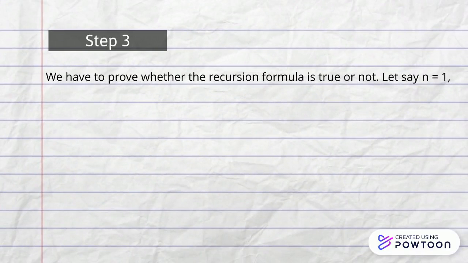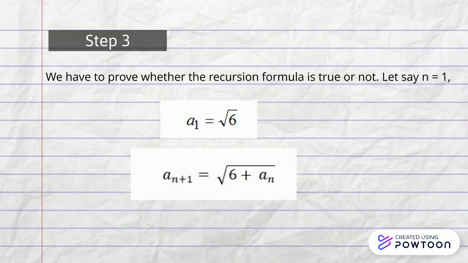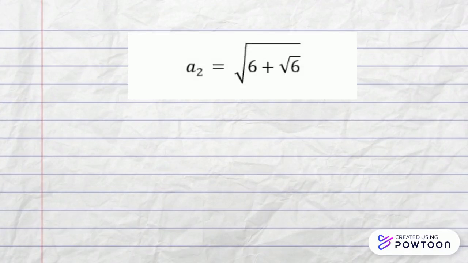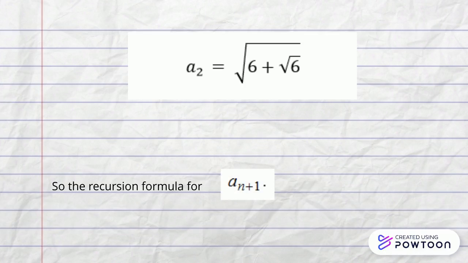Step 3 here, we have to prove whether the recursion formula is true or not. Let's say n is equal to 1, so we will write the first term, which is the square root of 6. The n plus 1 term is equal to square root of 6 plus the n term, and then we substitute 1 into the n term. So the answer that we will get here is equal to the second term, which is square root of 6 plus square root of 6. So the recursion formula for the n plus 1 term is equal to the square root of 6 plus the n term.